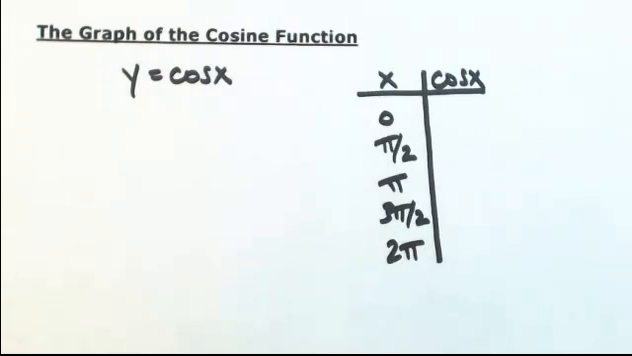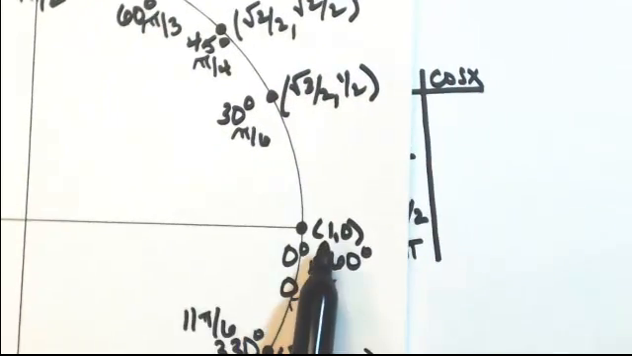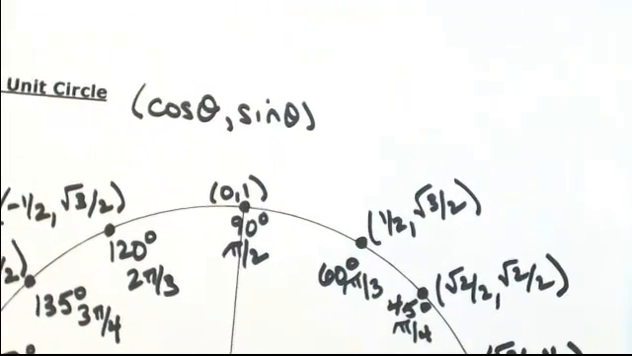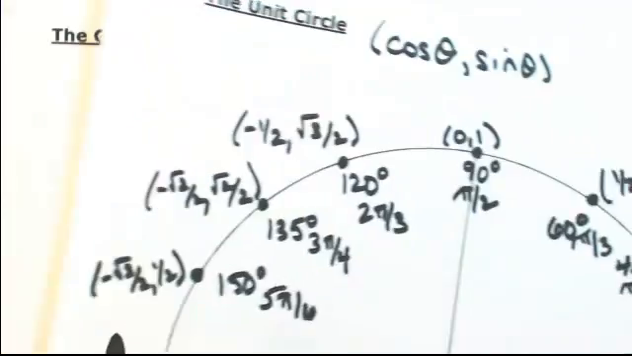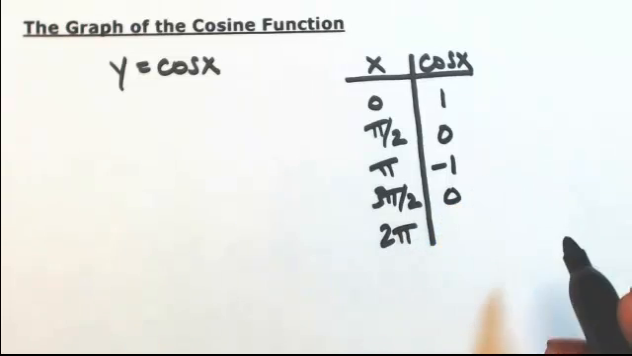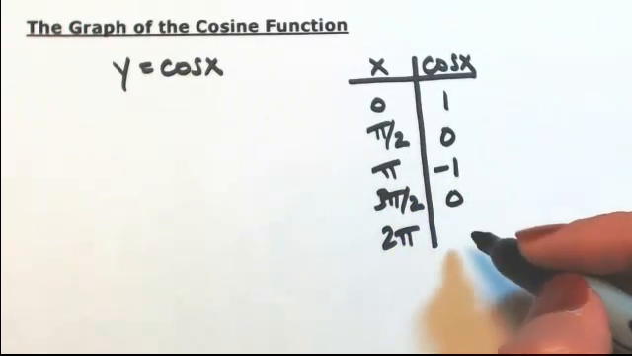So looking at the unit circle, the cosine is going to be the x-coordinate. So at the start of it, x-coordinate is a 1. At the top of the circle, we get 0, followed by -1. At the bottom is going to be a 0, and then 2 pi is back where you started, which is a 1.